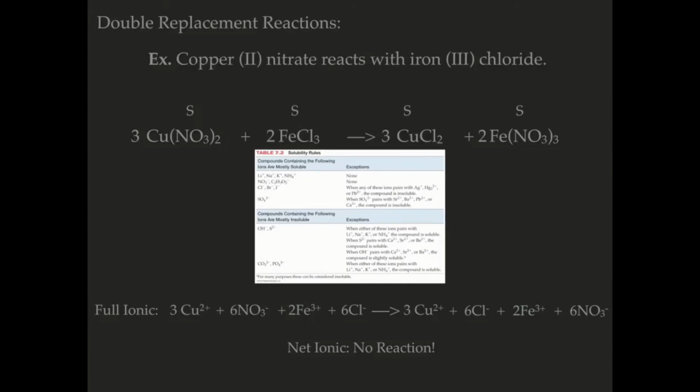Okay? So you've learned now how to write a double replacement reaction. You've learned about solubility rules. You've learned how to write your full ionic and then your net ionic. So let's do a couple more practices.